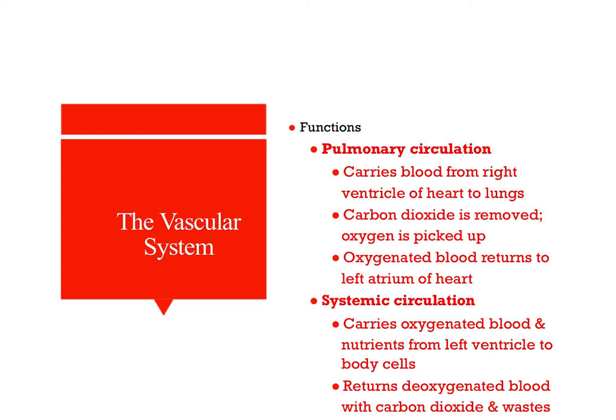All right, your systemic circulation. That is where oxygenated blood, and you need to know this, that's where your oxygenated blood is taken from the left ventricle to the body cells and then returns the deoxygenated blood and waste to the right atrium. Okay?